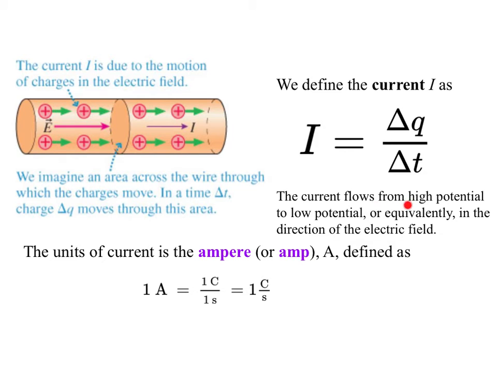The current is assumed to flow from high potential towards low potential, or equivalently in the direction of the electric field, because we're dealing with conventional current, where positive things move. Remember, electrons would move the other way. The unit of current is the ampere, named after a guy named Ampere, which a lot of people abbreviate to amp, and that's fine. In both ways, we symbolize the unit as A, capital A, and we define 1 amp as 1 coulomb over 1 second, or 1 coulomb per second.